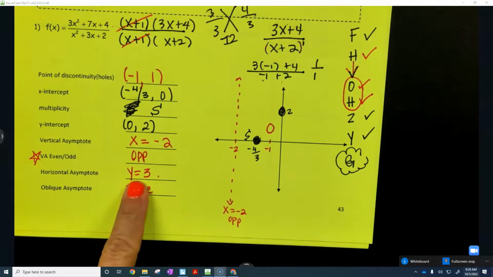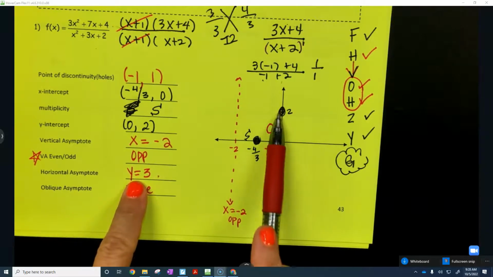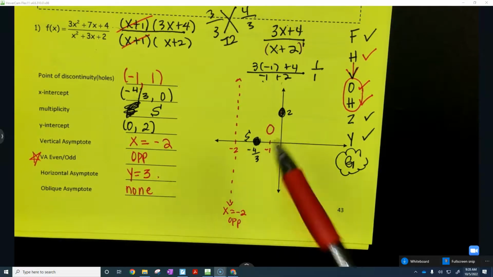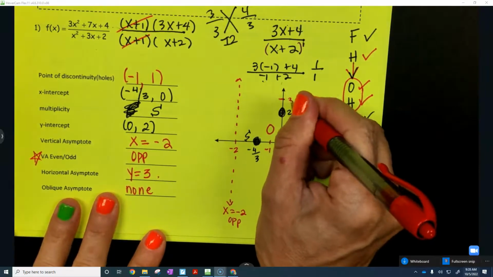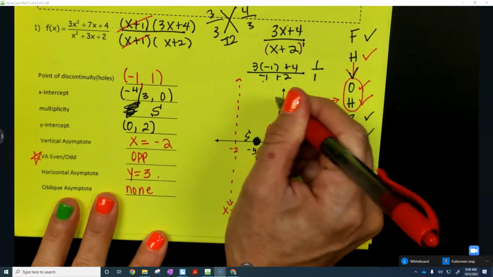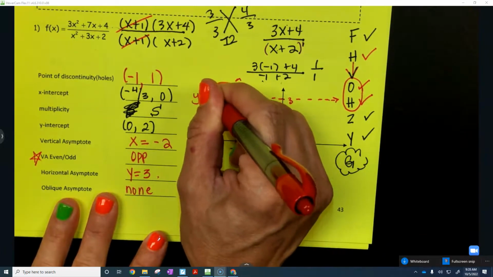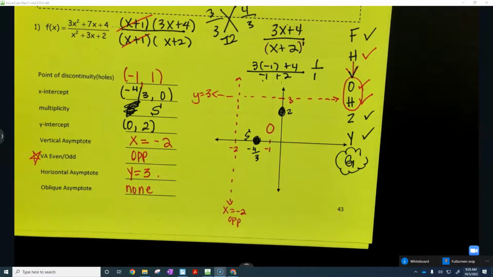Horizontal asymptote, y equals +3. Y'all, that's going to be above our x-intercept, or I'm sorry, our y-intercept. So just draw a horizontal line where you think the 3 is, definitely above our y-intercept. You do need to label y equals 3. And then that's it.